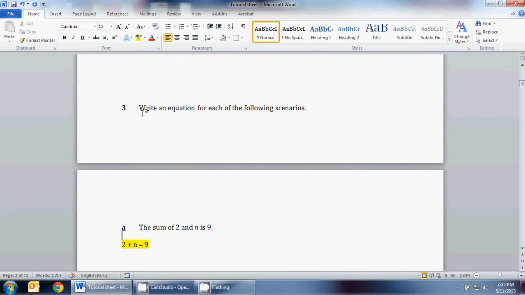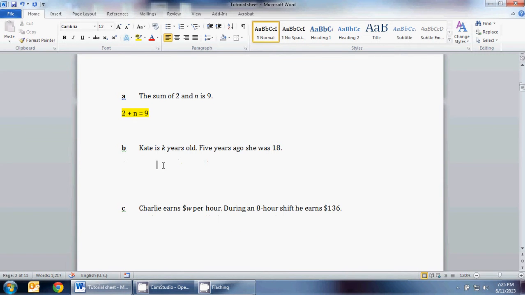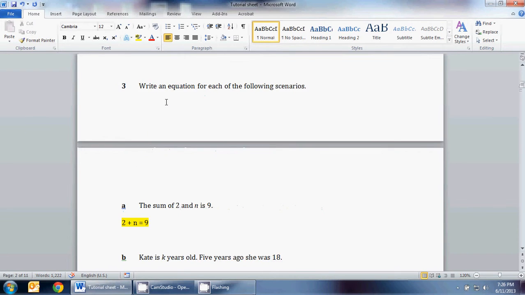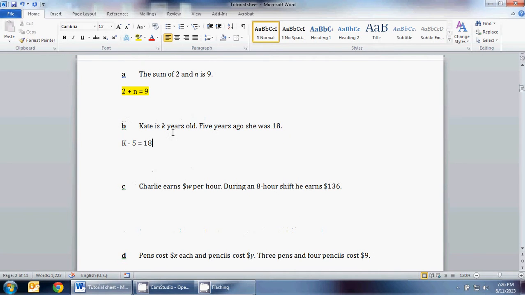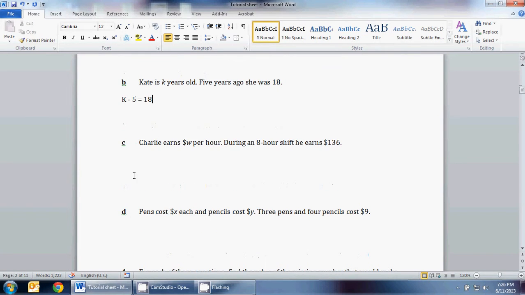Remember, you don't have to solve anything with this one. You're just writing an equation, okay? Got to make sure you read the question properly. Kate is k years old, okay? 5 years ago, she was 18. So Kate is k years old now, and 5 years ago she was 18. So if we get k and we take away 5, it's going to equal 18. Okay, and that's our answer. Once again, really important to read the question. We're writing an equation, we're not solving for k. K obviously is going to be 23, but in saying that, it's just asking for an equation.